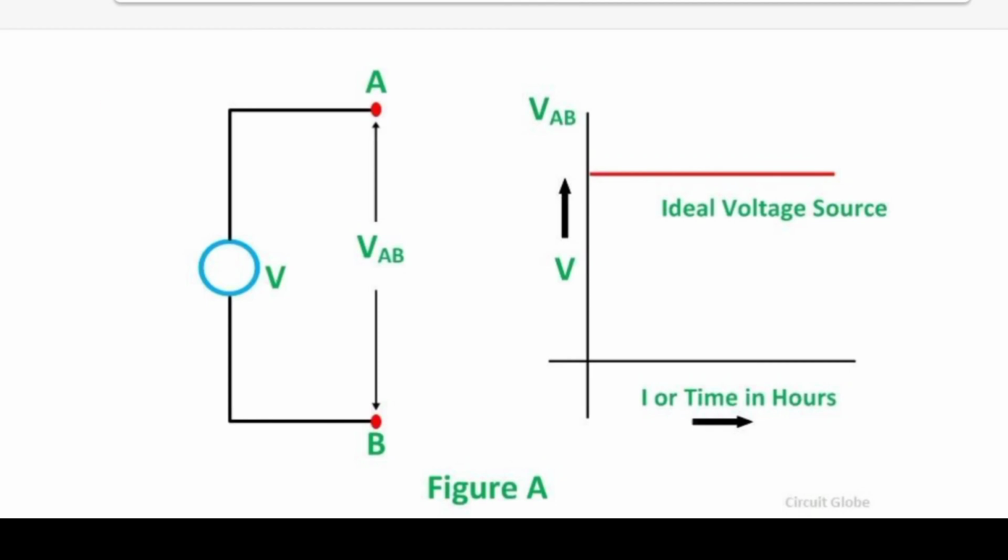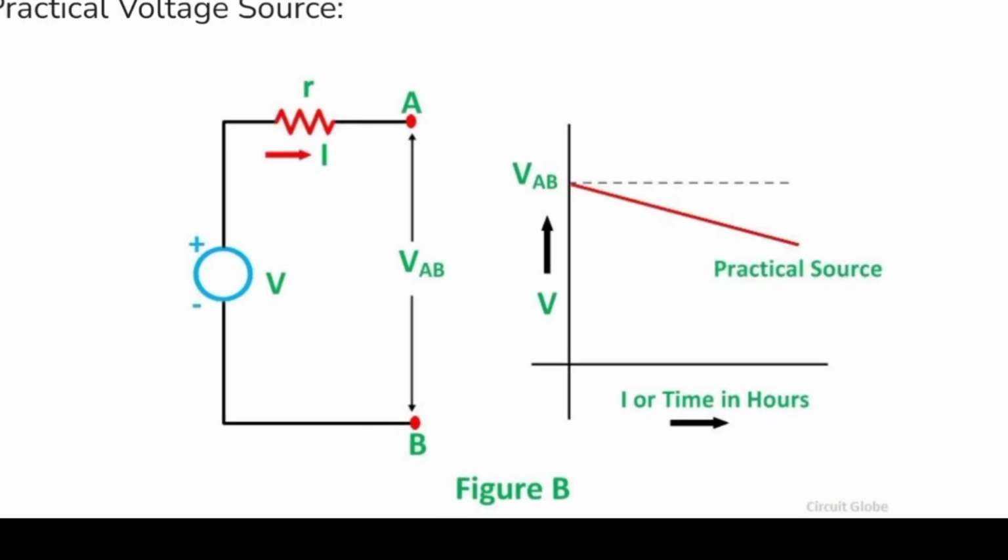But how will a practical voltage source behave? Whenever the current drawn by the load increases, the voltage drops. That is what is practically possible. An ideal voltage source will not be obtained practically, but for learning purposes we assume ideal voltage sources to have internal resistance 0. Ideal means 0.